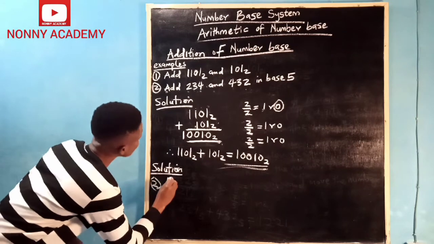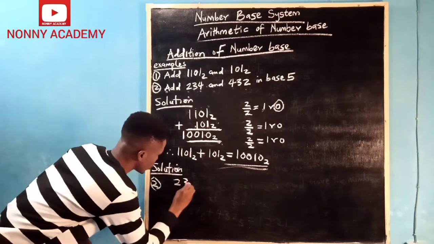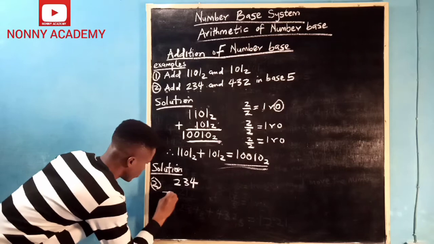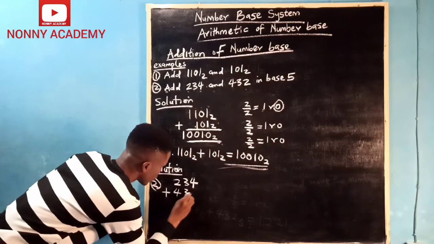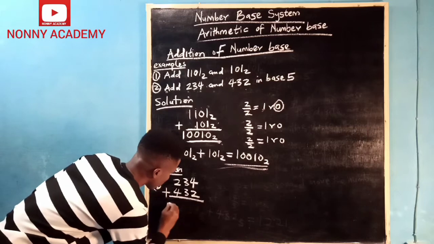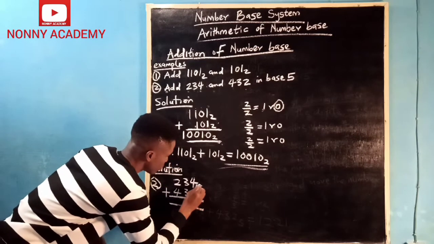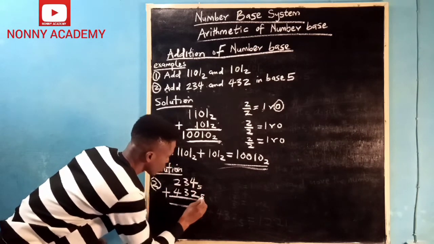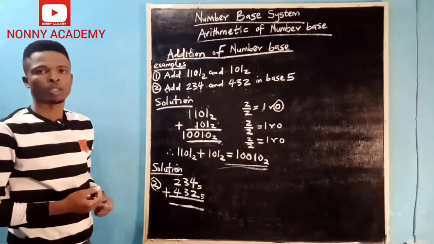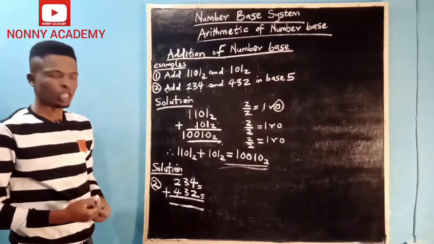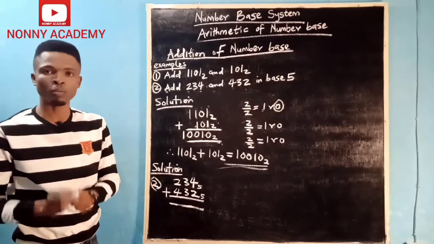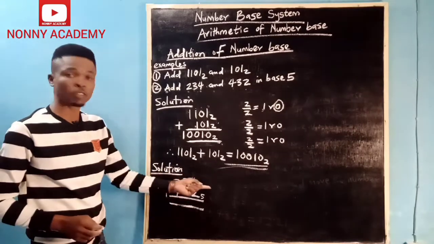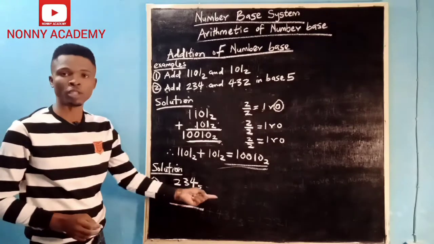Example 2. 234 plus 432, both in base 5. The next thing I will do is to confirm if both digits are of equal base. So this one is in base 5, this one is also in base 5.